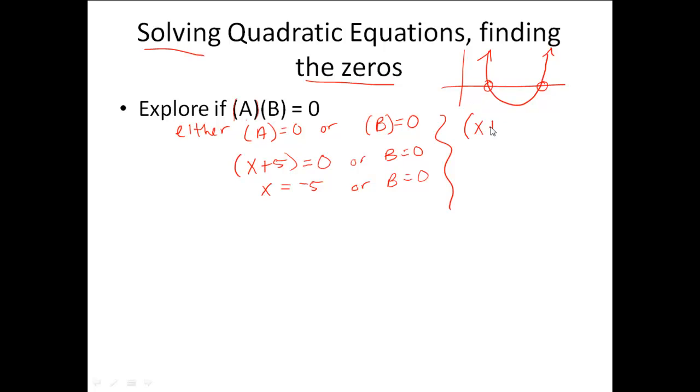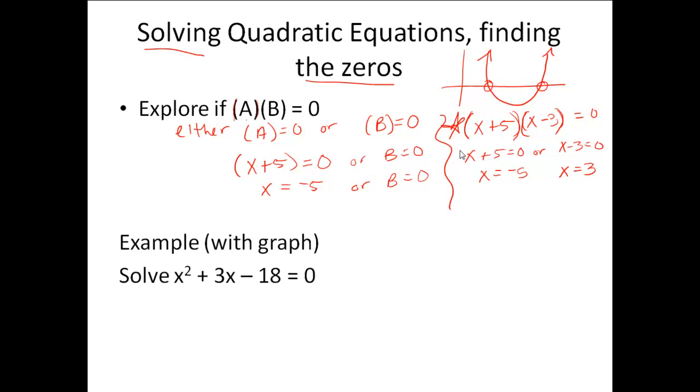What if I change it a little bit more? And I have x plus 5 times x minus 3. Well, same setup happens. Either x plus 5 equals 0 or x minus 3 equals 0. Solve each of those and I get x equals -5 or x equals 3. Notice right here, it looks like our end result from when we factor. I have two binomials being multiplied together. This is really, really important.